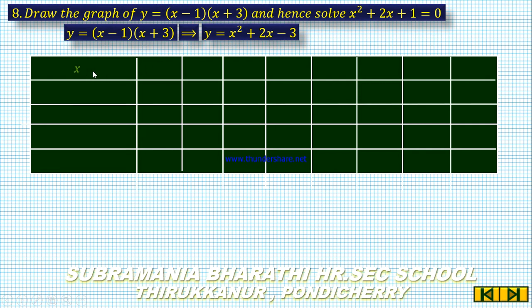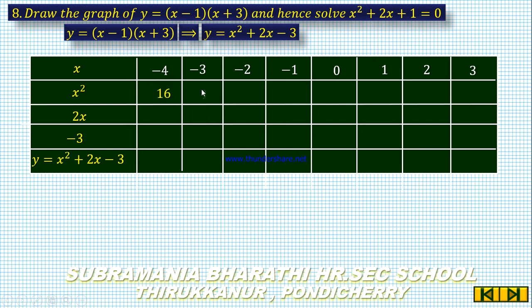Already I told you this is the value of x, and here according to the conditions we want to take x square, plus 2x, minus 3, y is equal to x square plus 2x minus 3. Now we want to take the points minus 4, minus 3, minus 2, minus 1, 0, 1, 2 and 3. Now we want to square the x.